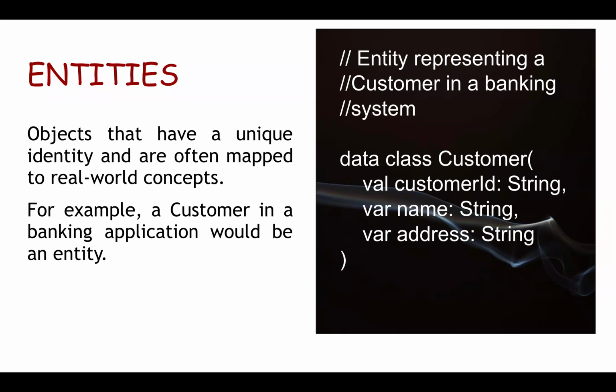So another concept is entity, and entities are objects that have a unique identity and can be mapped to the real world. So let's take this example. We have a customer. So that customer has a name, the customer has an address in real life. So that's an entity representing the customer. And this is an ID that the system uses to uniquely identify the customer. So that's just what the concept of entity is all about.